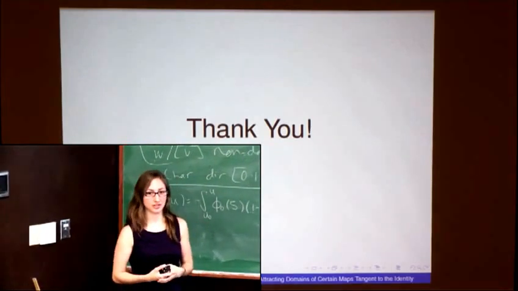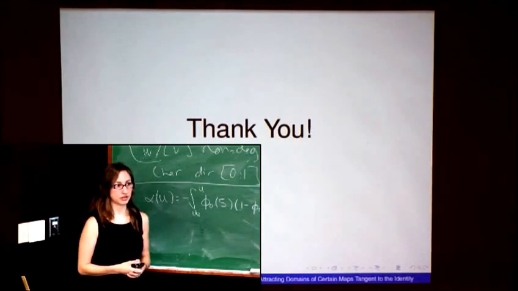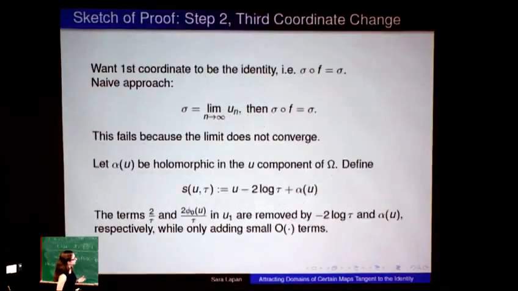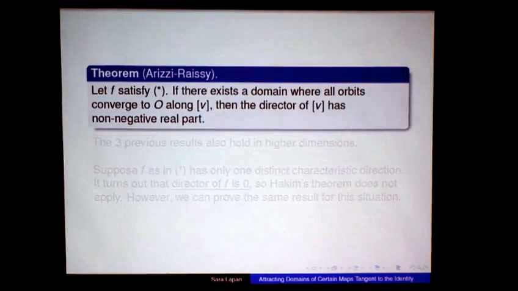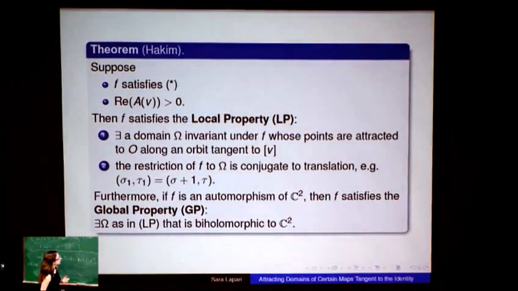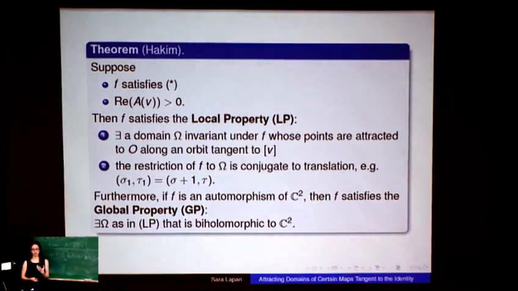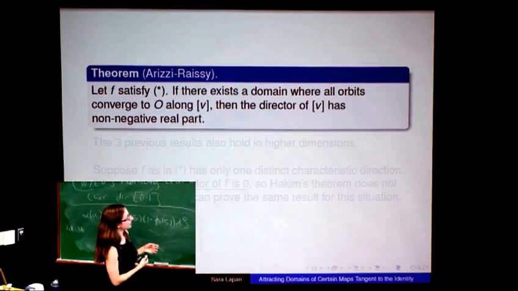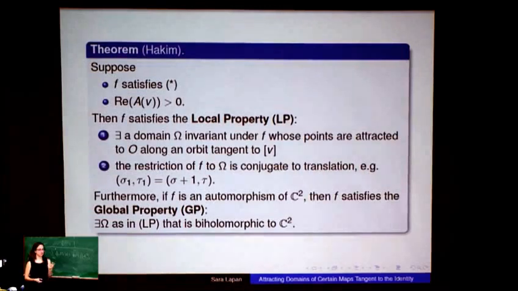So what in general if there are more? It depends on what the director is. I didn't make any assumptions on what the director was. So if we know that the real part of the director is strictly positive, then the result holds. And we know that if the real part of the director is negative, then it fails, also by Hakim. Yes. So when it's equal to 0, it's not all figured out yet.